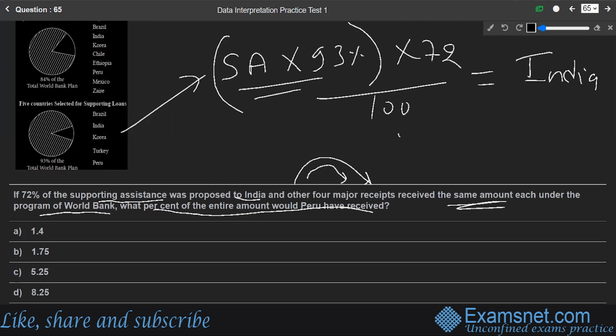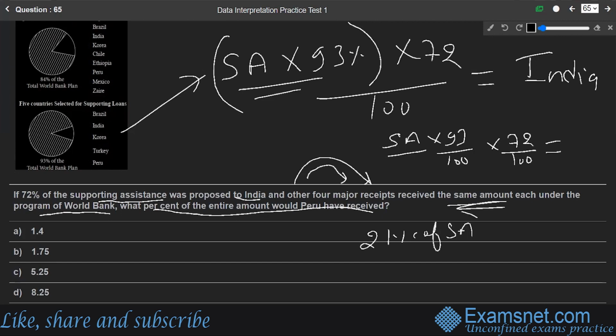So what is 72% of the 93%? That's what we are supposed to calculate. If we do that, it comes out to be 21% of supporting assistance. So 21% of supporting assistance has come in favor of the 4 major countries. The rest has been taken up by India, the rest has been given to India rather.